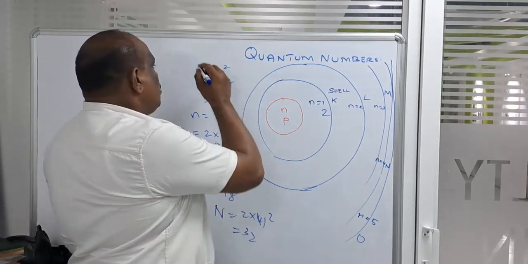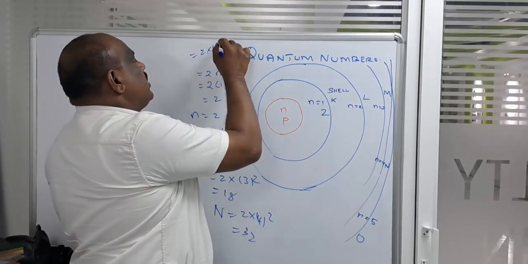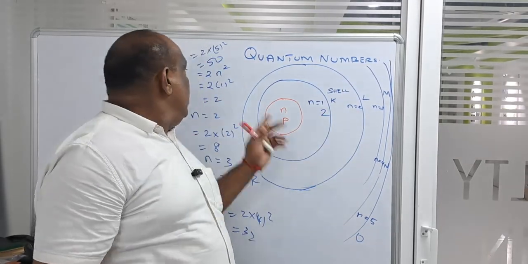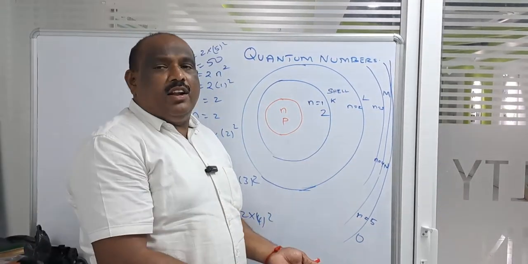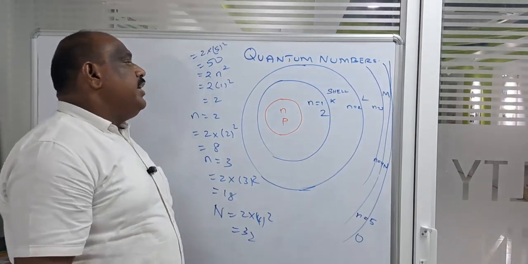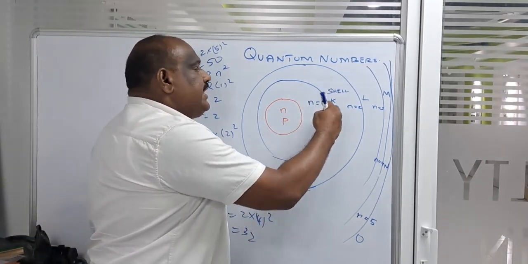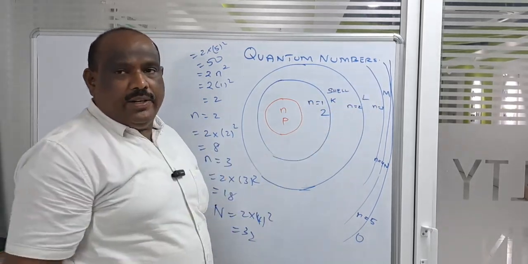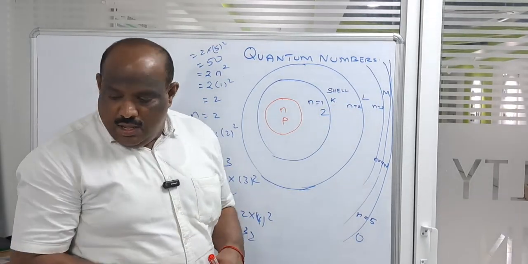Similarly, for O, it is 2 into 5 squared. So 5 squared is 25, into 2 is 50. So we can see the O shell can accommodate a maximum of 50 electrons. More than 50 it cannot accommodate. So these are the energy levels, or major energy levels, otherwise called shells, where the electrons have been distributed.